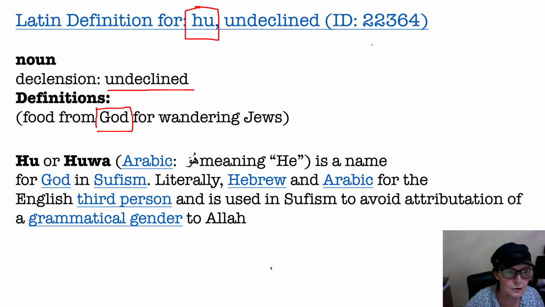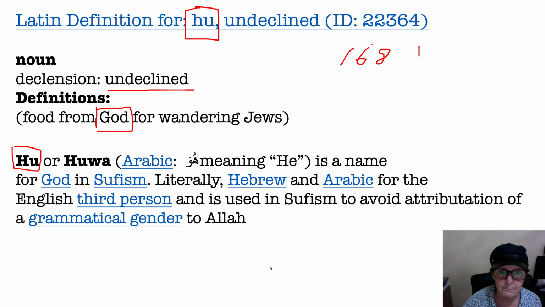Well, if you go down to look at who in Arabic, it is the meaning of he, and it is used for a name in a thing called Sufism. What it means is it is the third person to avoid attribution of a grammatical gender to Allah. So they don't want Allah to be named either male or female. So they use this word who. So these two groups are using the word who.